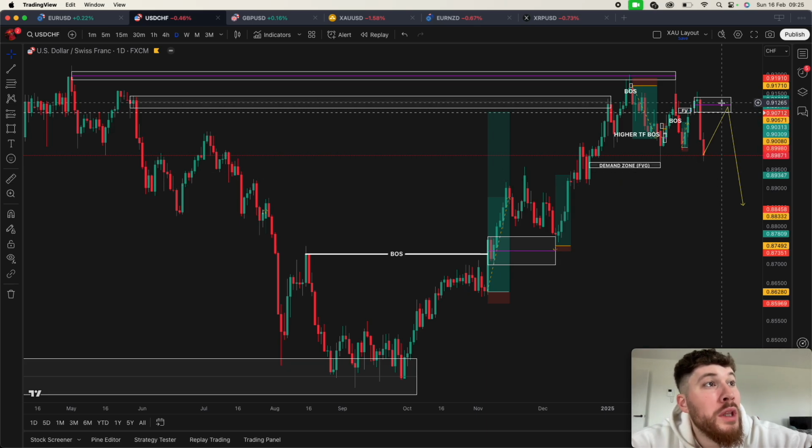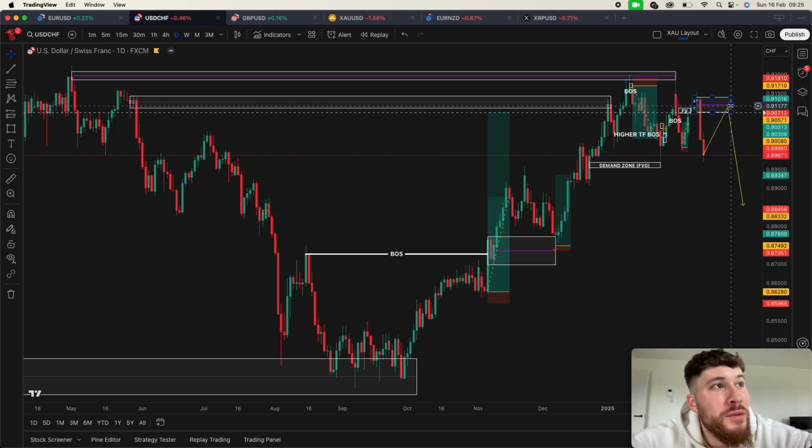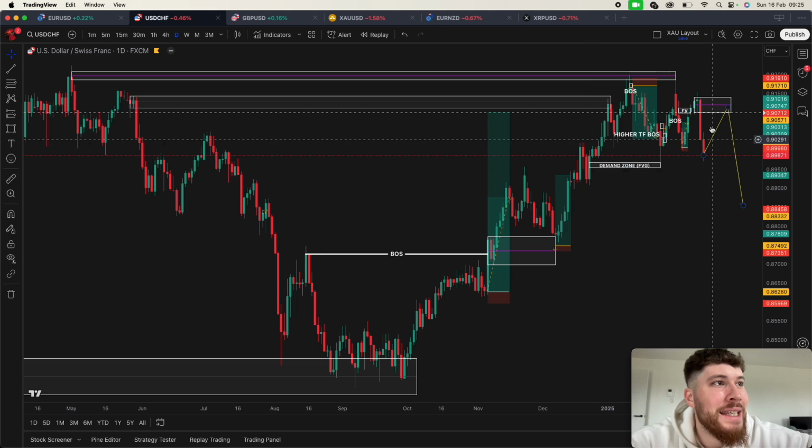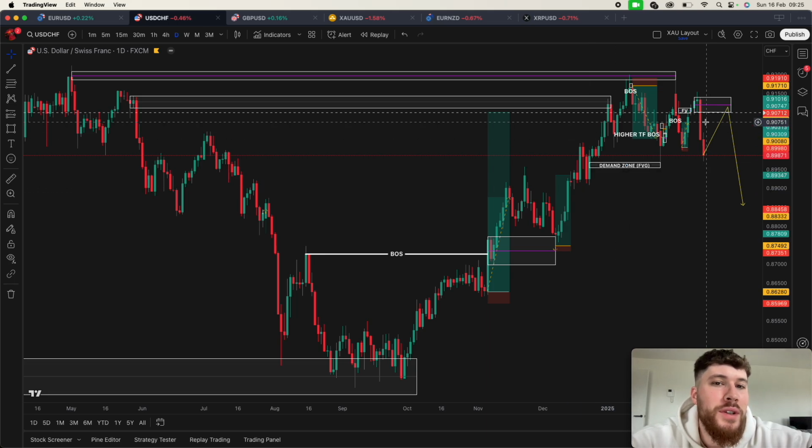But what we would be looking for in the eyes of a CHoCH would be a change of character here, okay? This would be our fractal break of structure, right? And then a continuation in bearishness. This here, this entire thing here, would be a break of structure. That's my analysis for the US dollar Swiss franc.